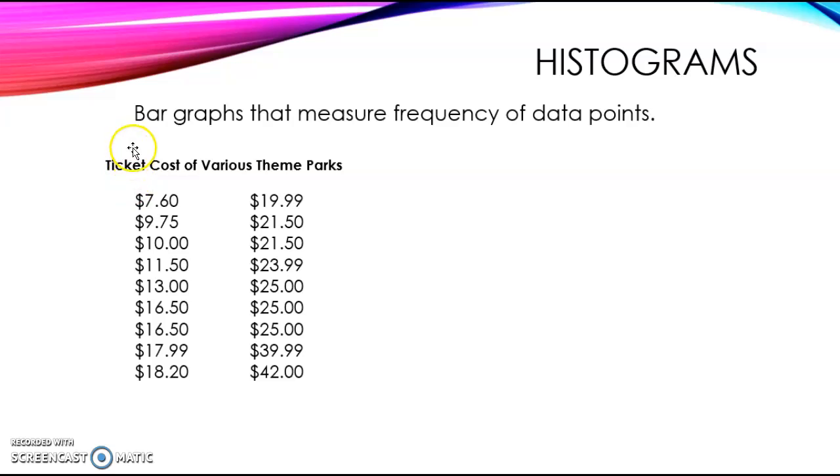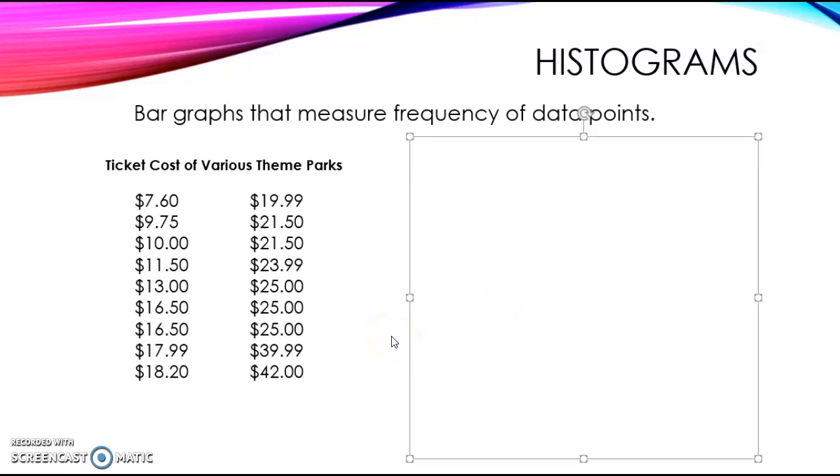To start off, I'm going to tell you what a histogram is. It's basically another way of saying a bar graph. Bar graphs measure the frequency of data points, and they're really just a visualization for a bunch of data points that you might have. In this example on the screen, we have the ticket cost of various theme parks. There are quite a few theme parks here, and all of the various ticket prices for each theme park are listed. What histograms can do is give us a visualization of this data.